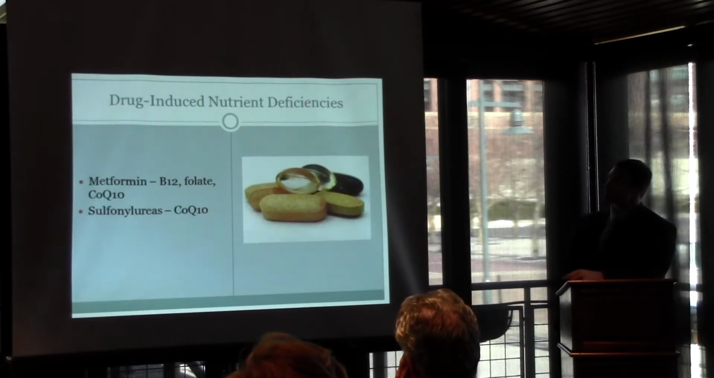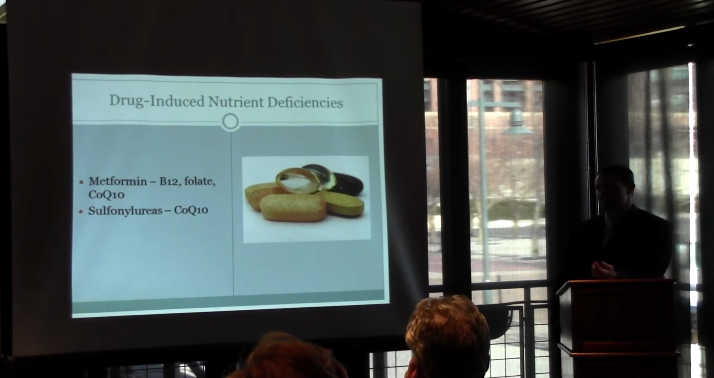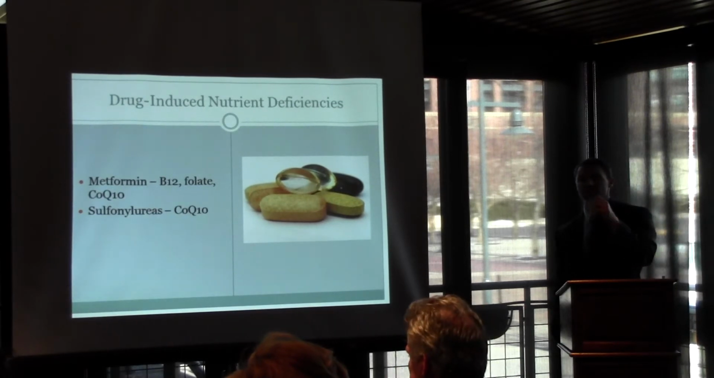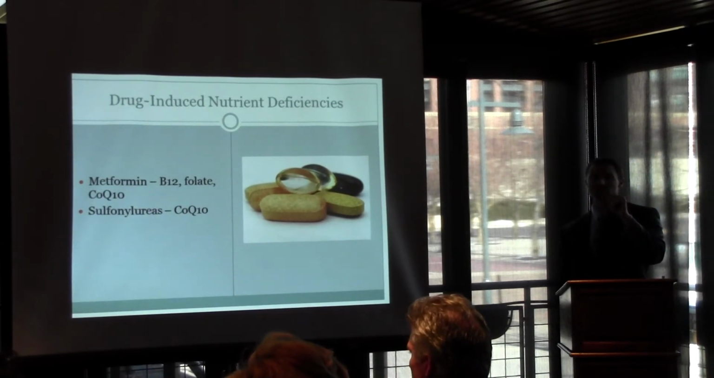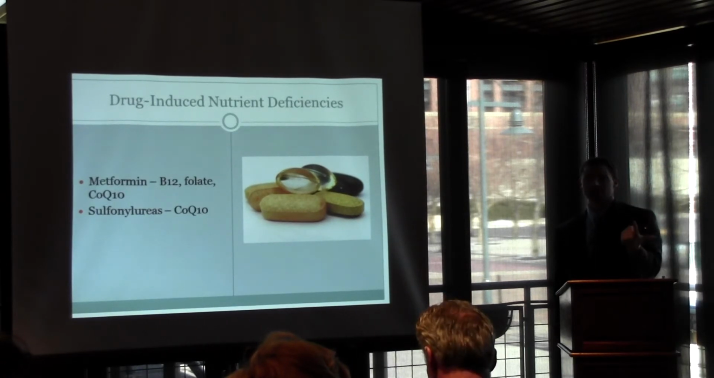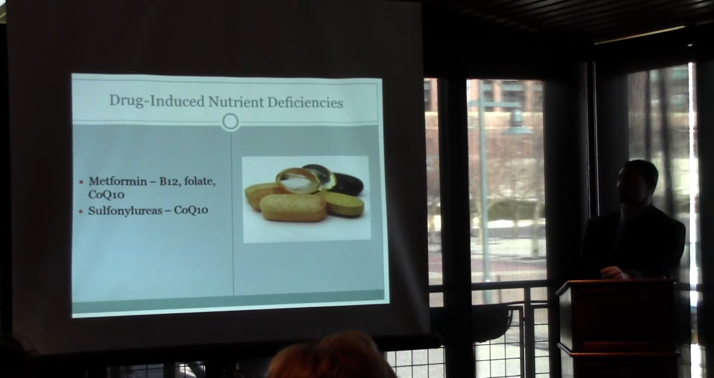I'll give you an example here. With metformin, you've got B12, folate, and CoQ10. So metformin is known to cause deficiencies in these nutrients, right? And in your packets, you've got a handout that actually breaks down your drug class and the nutrient deficiencies that are associated with that, and what effect on physiology is that having.